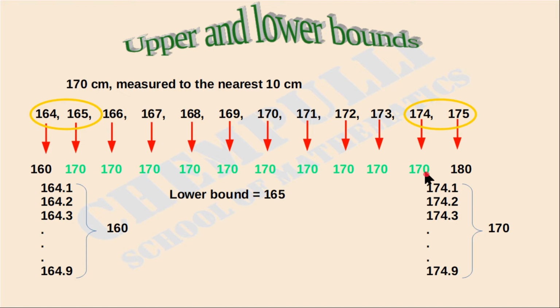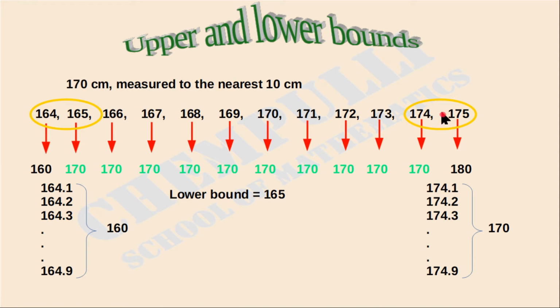We can't find that number that would round to 170. That means we are taking the next number as the upper bound. That means we are going to take 175 as the upper bound. But if we round off that 175 to the nearest 10, we will not get the value 170. We will get the next value, which is 180. So we are taking 175 as the upper bound because we can't find the highest value that would round to 170. That number we can't find.